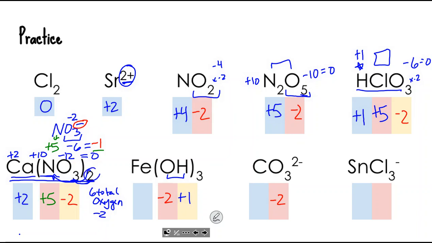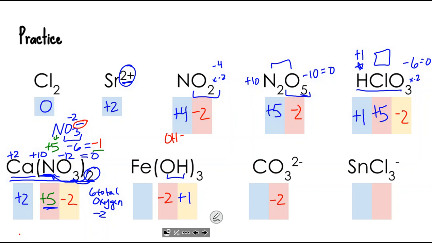Still, there's this 2 outside, so we know there's 2 nitrogens, so 10 divided by 2 is where you're going to get your +5. So you can do the distributing way, or you can pull out nitrate separately. I pull out the polyatomic separately and figure it out. Either way will work.